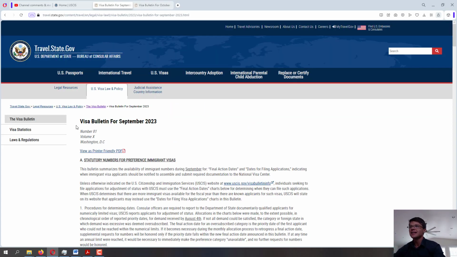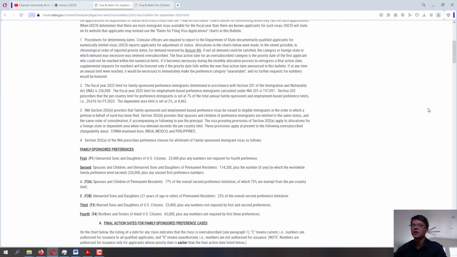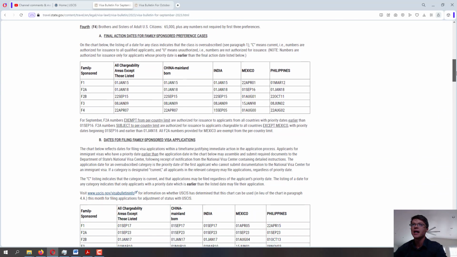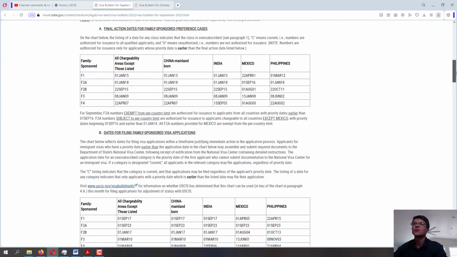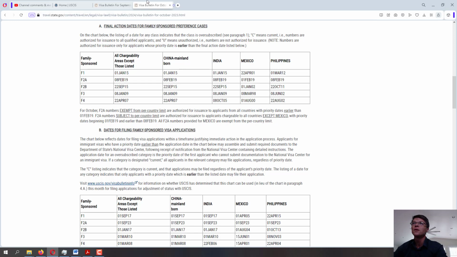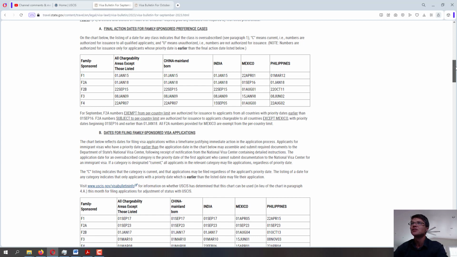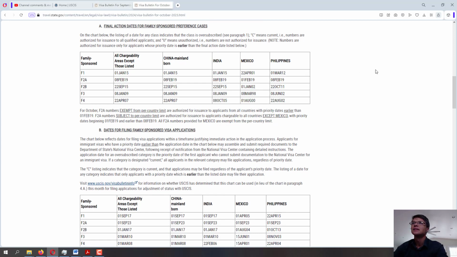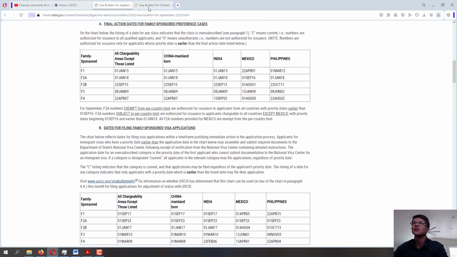So let's open up now the September 2023. I'm going to scroll down to the graph A at the top, and I'm going to scroll down the same way on graph A here on October. So this is September and this is October. Let me try to get it on the same exact level so that it is lined up. Well, it's close enough.